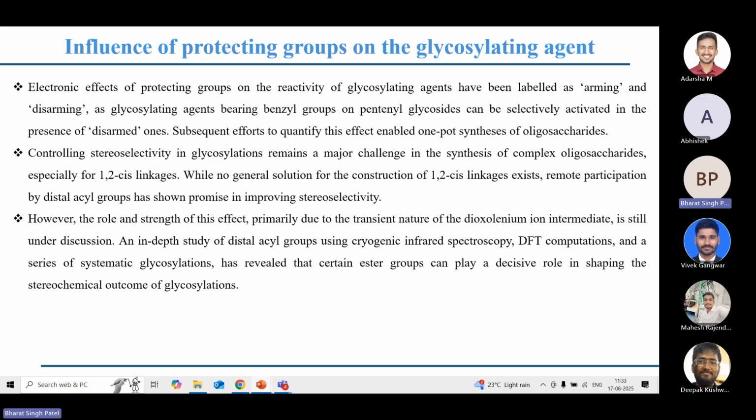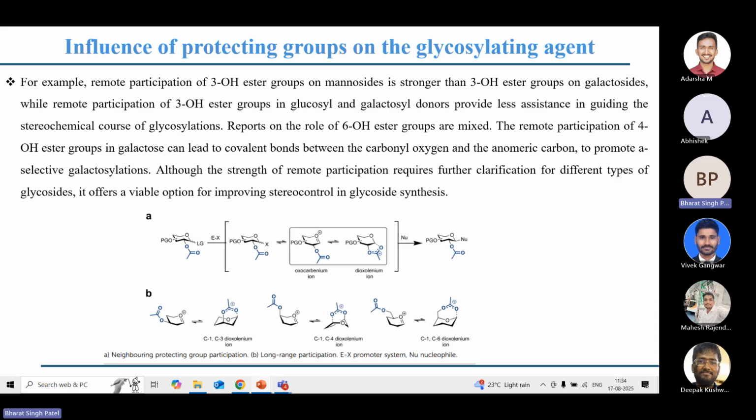But for an ester group present other than at C2, like C3 and C4, people still doubt how the intermediate is getting controlled, even though there are a lot of methods where this intermediate can be detected, and the mechanism can be said to be the only way the stereochemistry is controlled. For C2, there is no doubt: this is the only way the dioxolenium ion will form, and the incoming nucleophile, with the alpha face blocked, has only the beta face to undergo glycosylation.